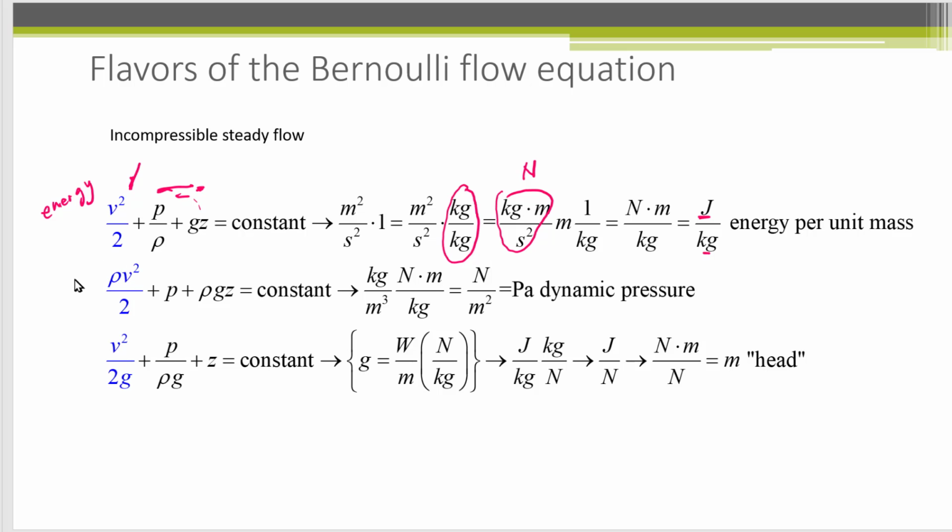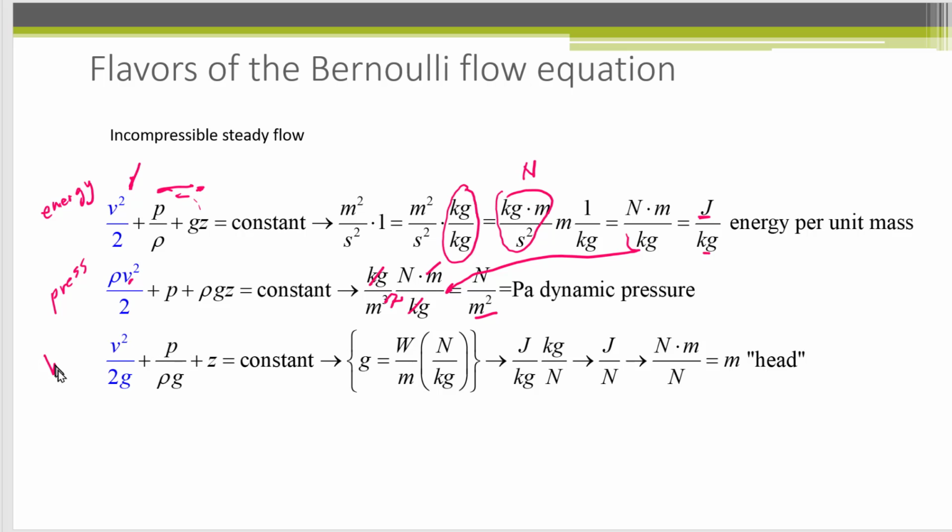Now if we multiply by rho, we have the pressure form of Bernoulli's equation. Here we have rho, which is kilograms per cubic meter. We know that velocity from here is this term, and when we simplify units, we end up with newtons per square meter. This is pressure. In this case it's called dynamic pressure because we're talking about the velocity component of pressure.